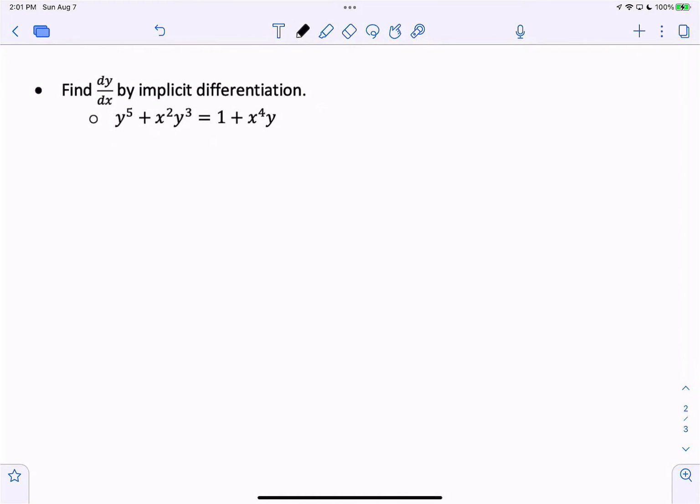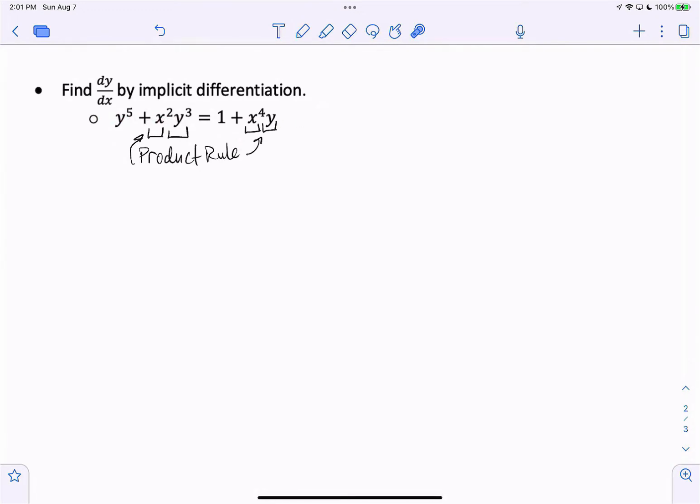Before I get started, I'm going to point out that we have a product, x squared times y cubed. Therefore, we're going to use the product rule. You'll notice we also have a product for x to the fourth times y. So we're going to use the product rule twice. All right, we're going to differentiate with respect to x.